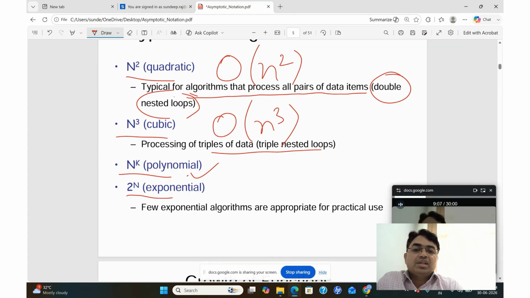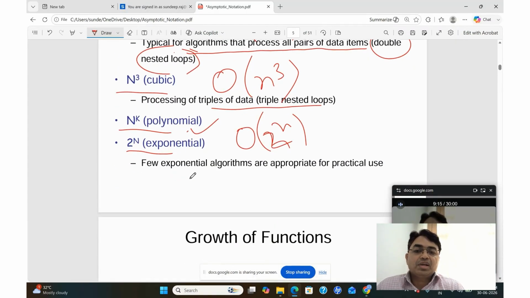If we have the type of complexity order of 2 raised to the power n, such complexities will be called exponential algorithms, which are not appropriate for practical use. There are many algorithms which execute in this particular time.